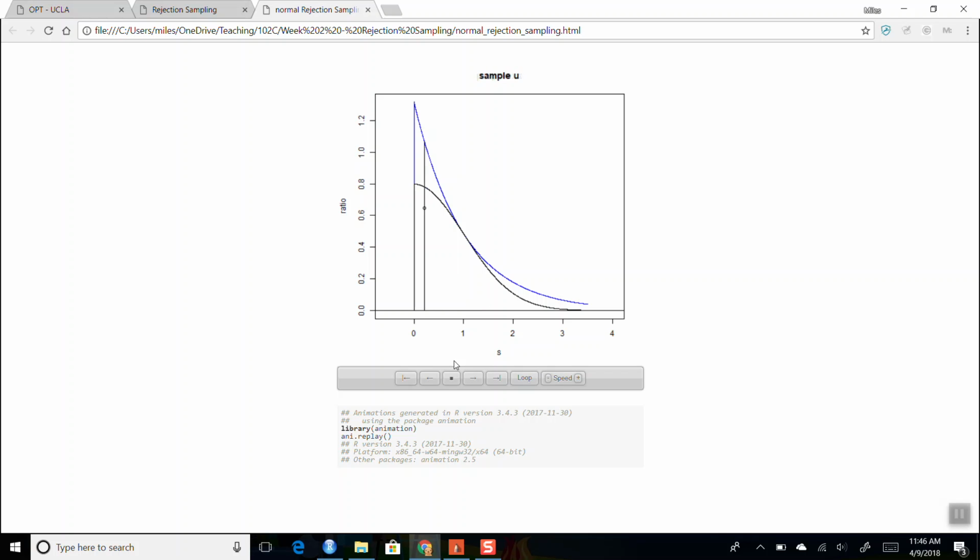Okay, so this word ratio, I'll have to fix that. It's not actually the ratio. Okay, all right. I don't know. Are these animations kind of cool? It was fun. I had fun making them.